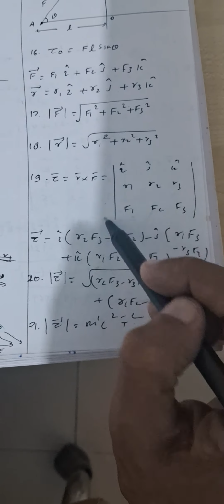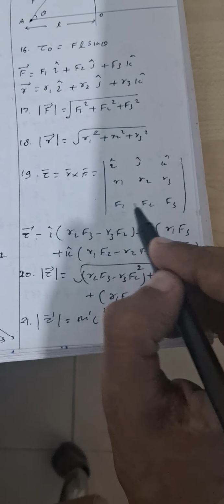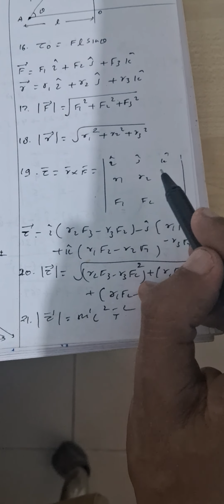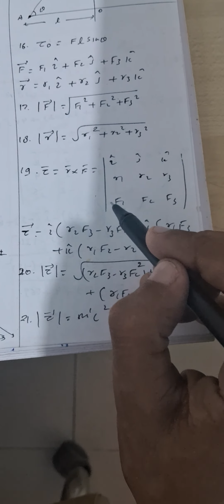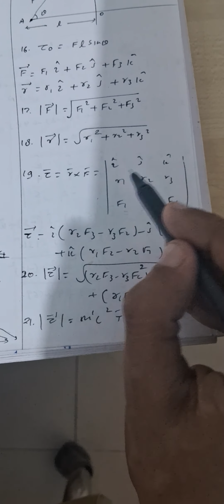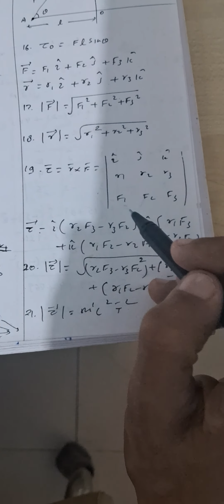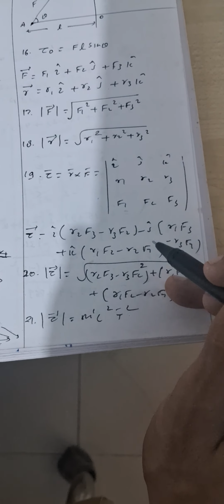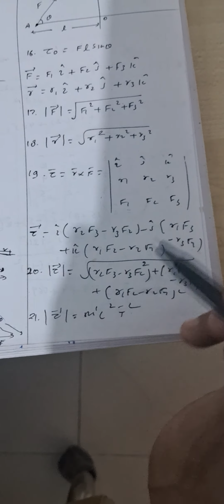So torque is R cross F using the determinant with rows i j k, R1 R2 R3, F1 F2 F3. So the torque vector can be written as i cap into (R2 F3 minus F2 R3), minus j cap into (R1 F3 minus F1 R3), plus k cap into (R1 F2 minus F1 R2). So this is going to give us the torque in vector form. Its magnitude can be found by squaring the terms of i cap, j cap and k cap. And at last, we have the dimension of torque as M^1 L^2 T^-2.